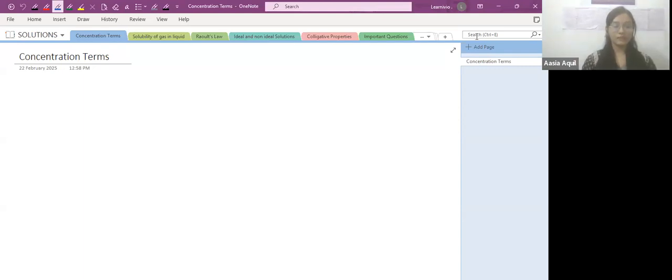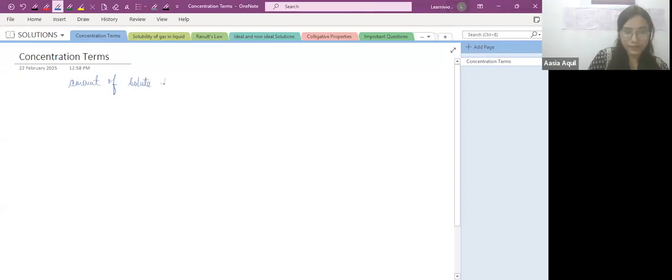So concentration means you have read about the two terms, solute and solvent, right? Yes, ma'am. Okay, so the concentration refers to the amount of solute present in a given quantity of solvent.